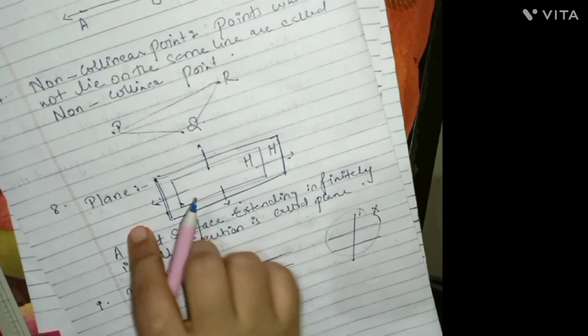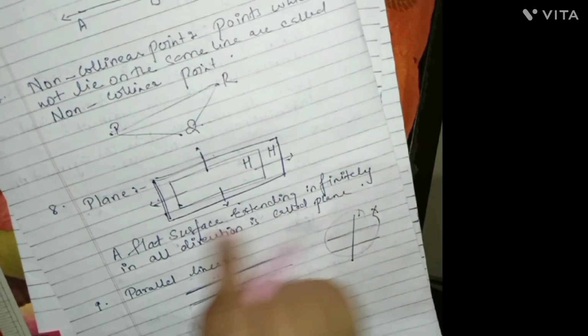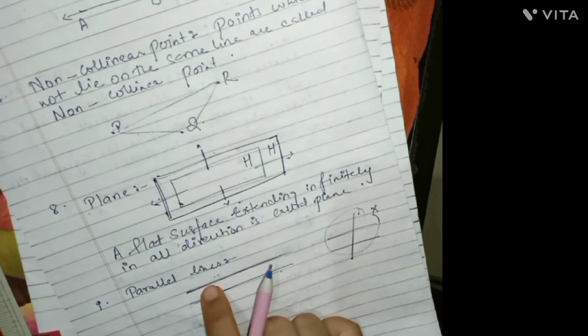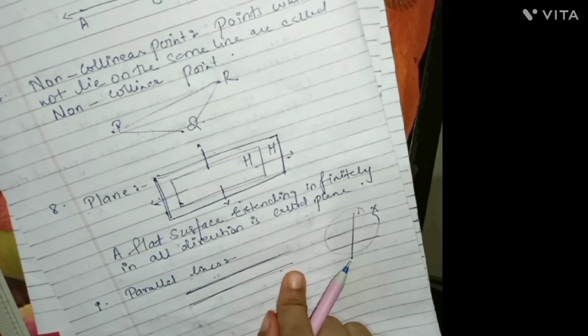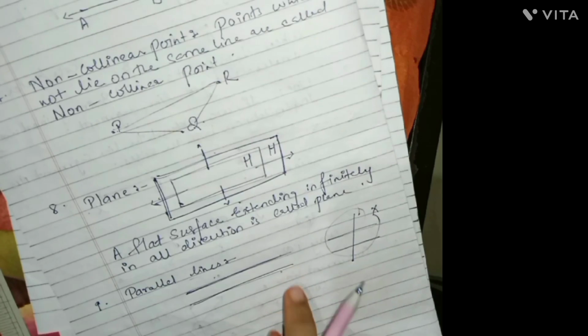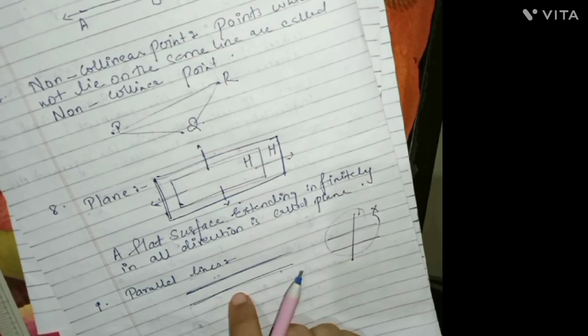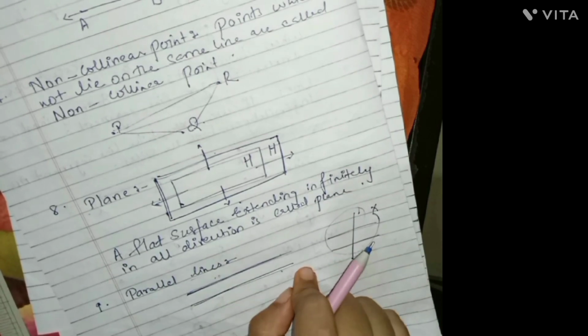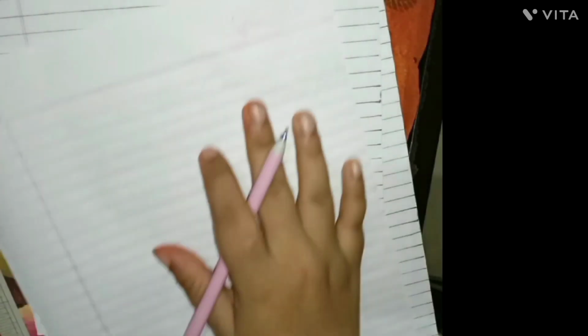Now, a plane is a flat surface extending infinitely in all directions. Parallel lines are those lines which lie on the same plane but do not intersect, and such lines are called parallel lines. Understood? I hope you understand what I'm trying to teach you. Now we move ahead, we start practice set 1.